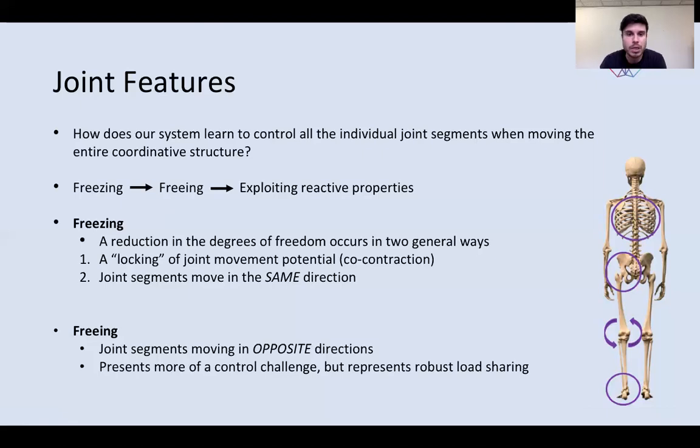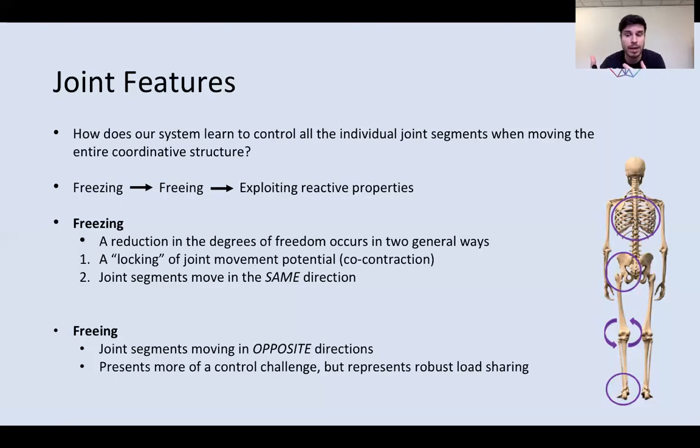But a freezing strategy really represents a reduction in the degrees of freedom or motion potential. And to really simplify it, a freezing strategy is a strategy to make movement easier to control within a coordinated structure. Right? It reduces that control burden on the nervous system, but it does so at a cost. So we have two options really to freeze. So let's say, for example, when a person's moving, perhaps due to past injuries within a coordinated structure, their nervous system might feel the need to exert more control over the joint segments within that coordinated structure. And one way it'll do that is by locking or freezing the joint movement potential.